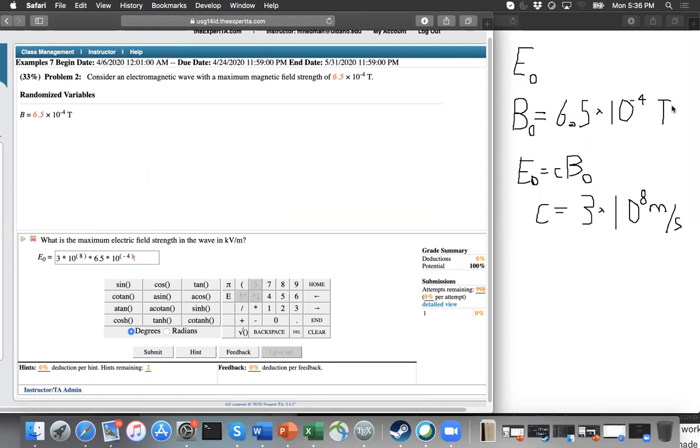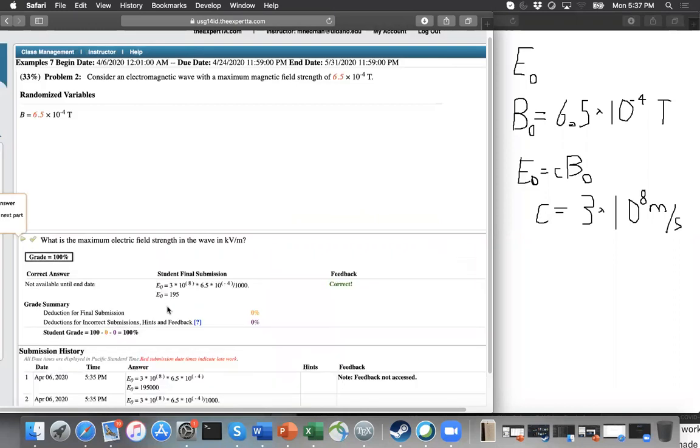Well, we know it's going to be Tesla meters per second. That's not kilovolts per meter, that's volts per meter. So if we want to get this in kilovolts per meter, we have to divide by 1,000, because there's 1,000 kilovolts in every volt. So we do that. What do we get? Now we get the correct answer.